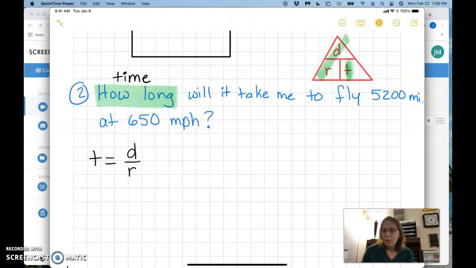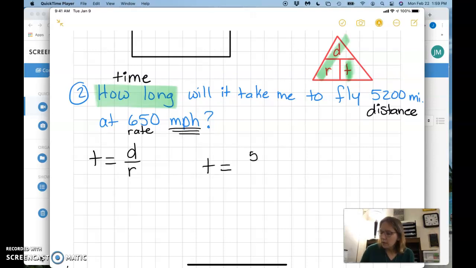And let's look at the problem and see if we can find distance and rate. So it says I'm going to fly 5,200 miles. That is my distance. And then my speed or my rate, remember, is always going to have that miles per hour after it. So this 650 is my rate.